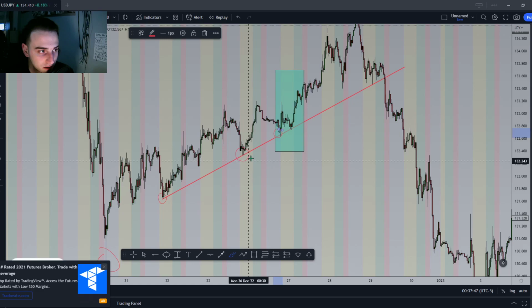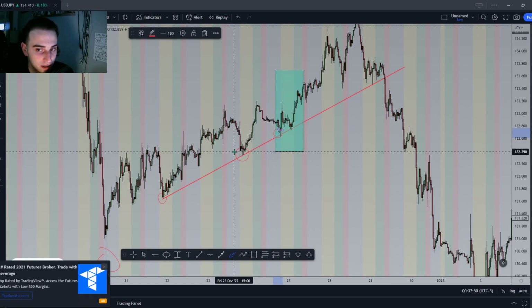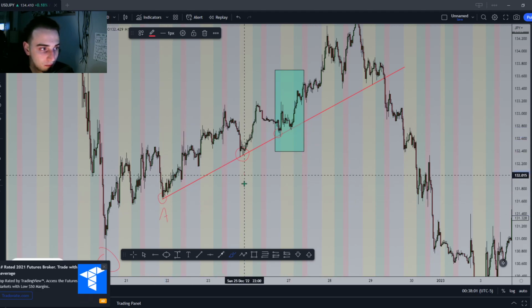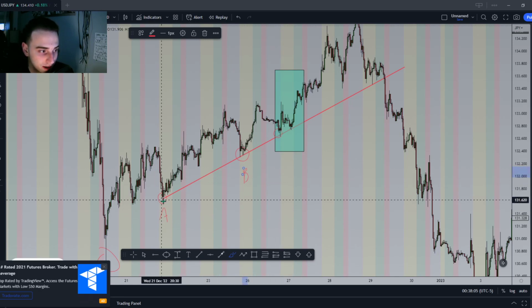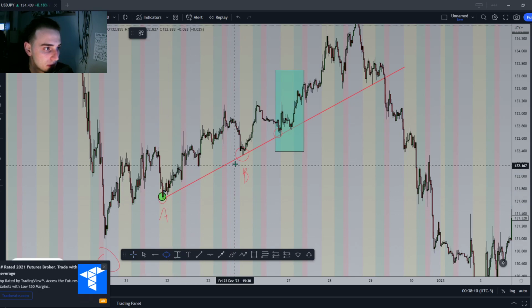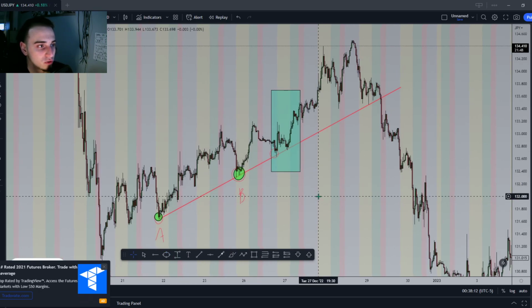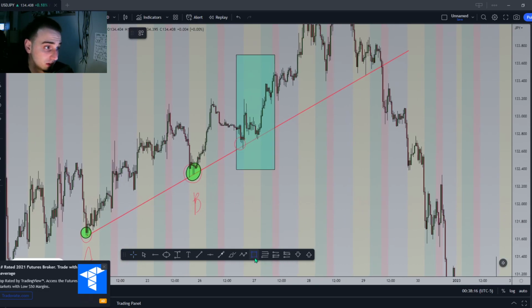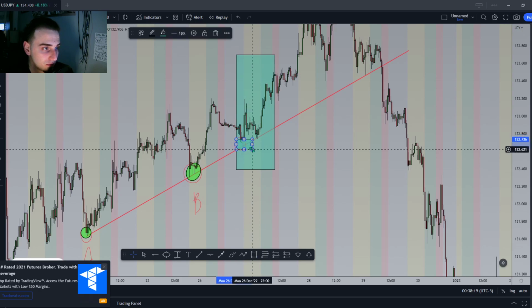If you don't have the second point where you're going to draw your line to, you don't know where to place a trend line. So you need point A and point B to draw a trend line, and we already have them: point A right here and point B. Now we're looking for the third touch, and we see the third touch is right here.